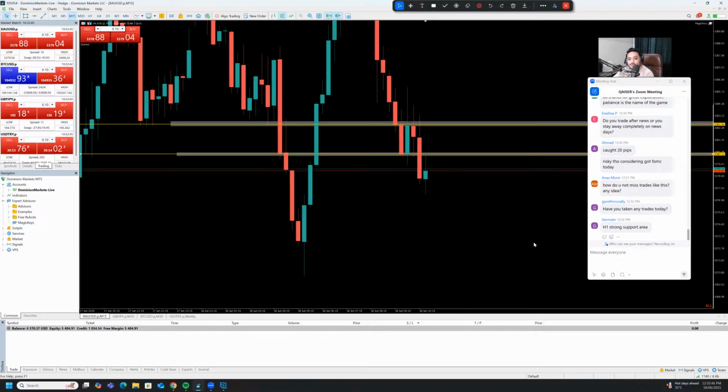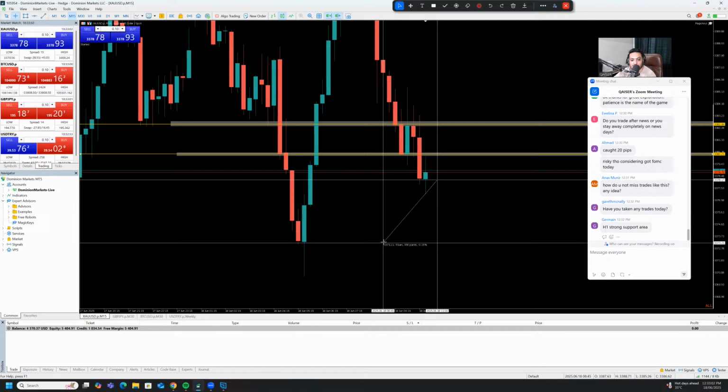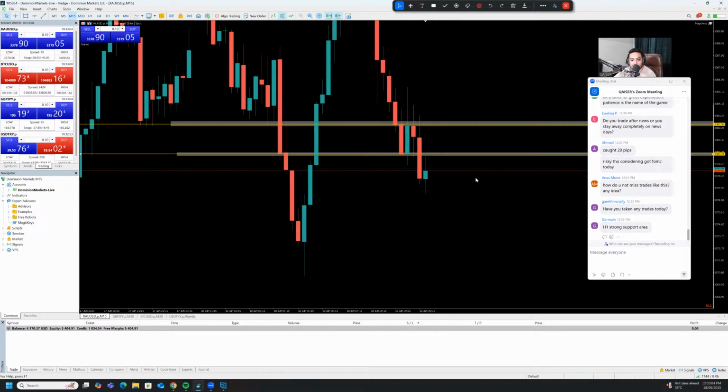H1 strong support area. You know what? It just retraced. It just broke its opening price now. What would you have done if the previous first 50-minute candle closed near the support? Would you still wait for 30 minutes to close? No, then I will just execute on that one.